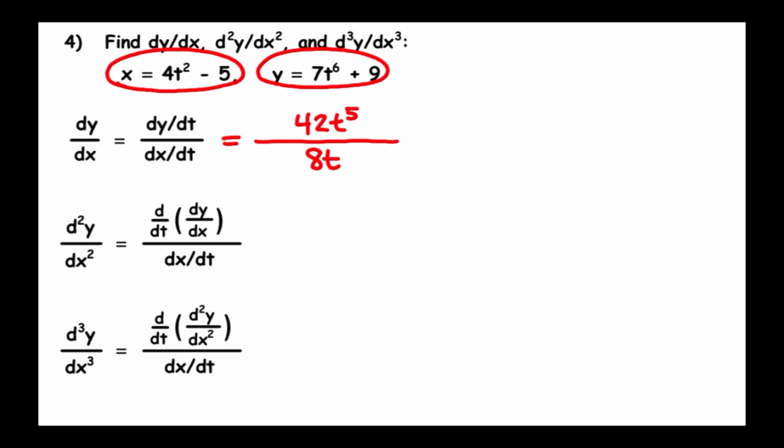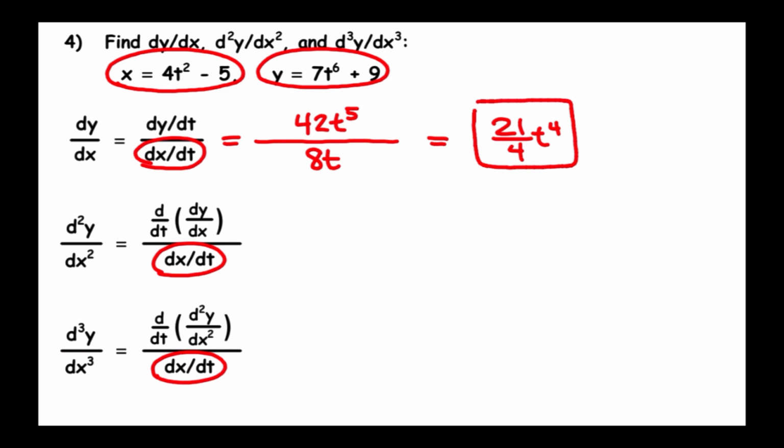It's a good idea to get this dx dt correct because you're going to be reusing it all 3 times. So if you miss it once, you're going to miss them all. So far, so good. I'm going to simplify this down. 42 and 8 are both even numbers. You can cut them in half. So it's going to be 21 fourths. And then, of course, it's t to the fourth. You just subtract the exponents there. And that's your first derivative, dy dx.